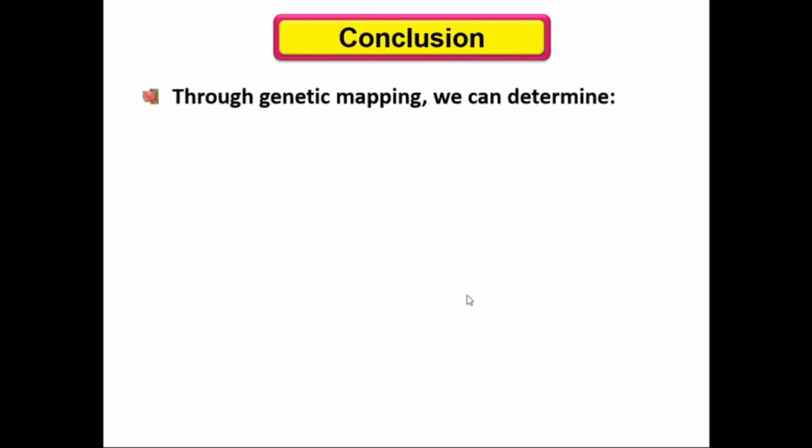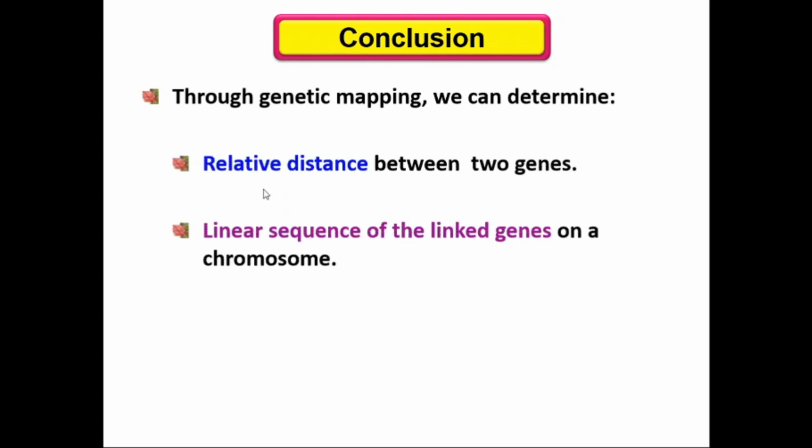In conclusion, through genetic mapping, we can determine 2 things. The first is the relative distance between two genes, and the second is the linear sequence of the linked genes on the chromosome. That's it from me.